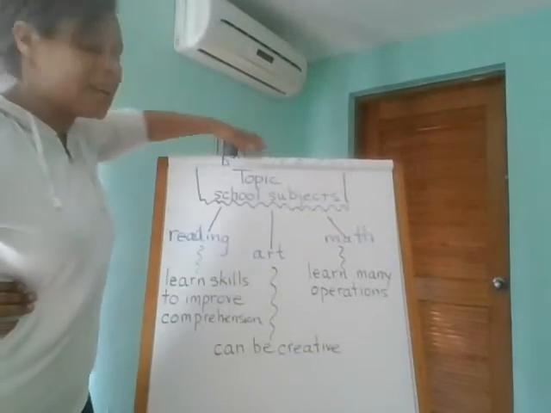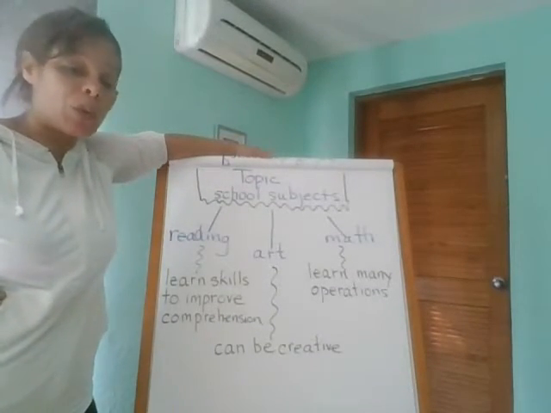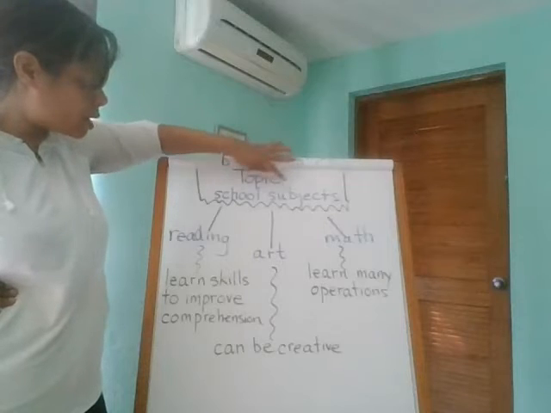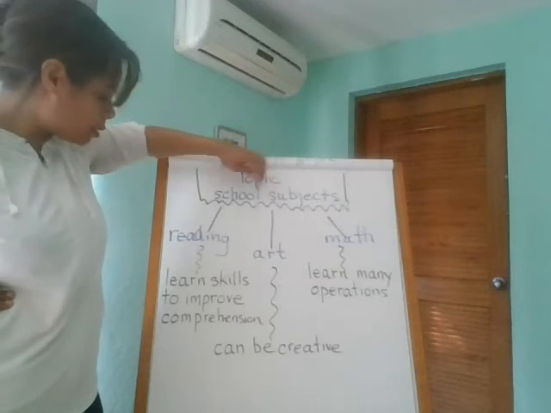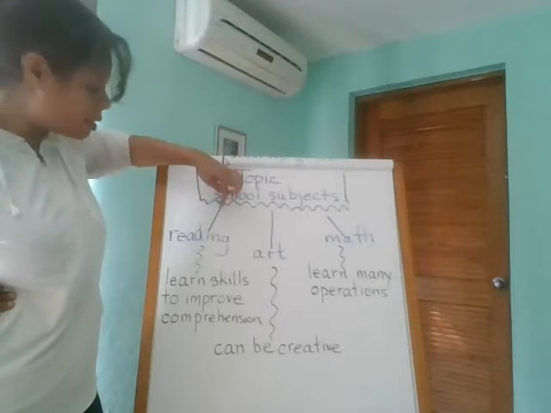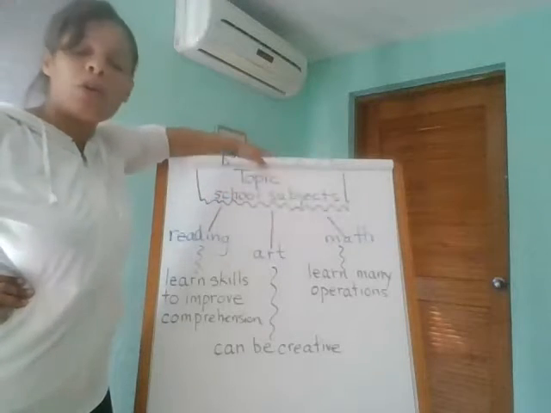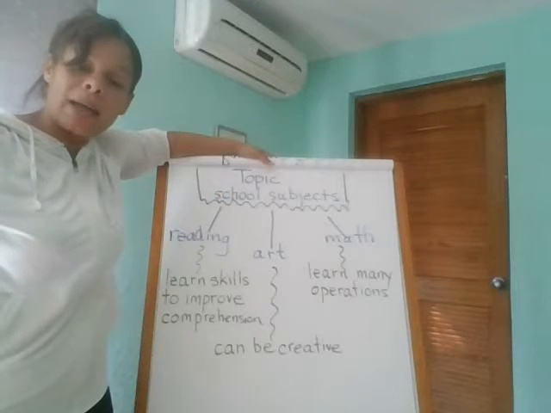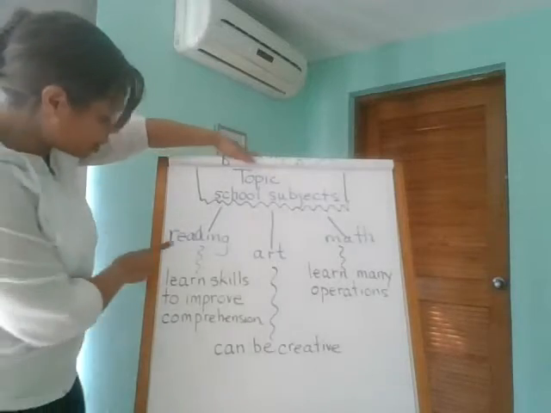Okay, so unfortunately I'm not able to see what you put, but I'm going to let you know what I put. So we have our topic, school subjects. We have our 3 details, or 3 supporting details, reading, art, and math. But we're also getting a little description of why we enjoy these. Okay, so this is why I said for reading.